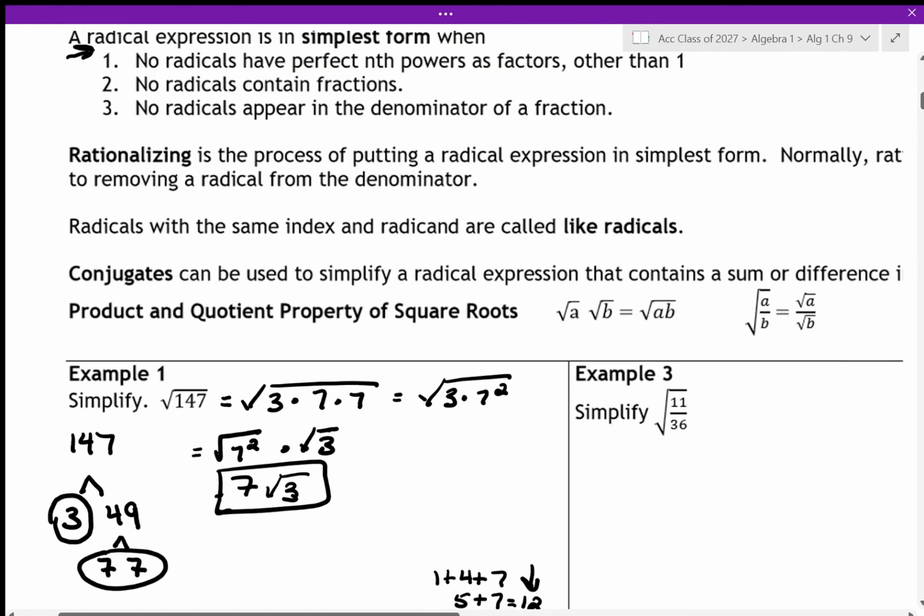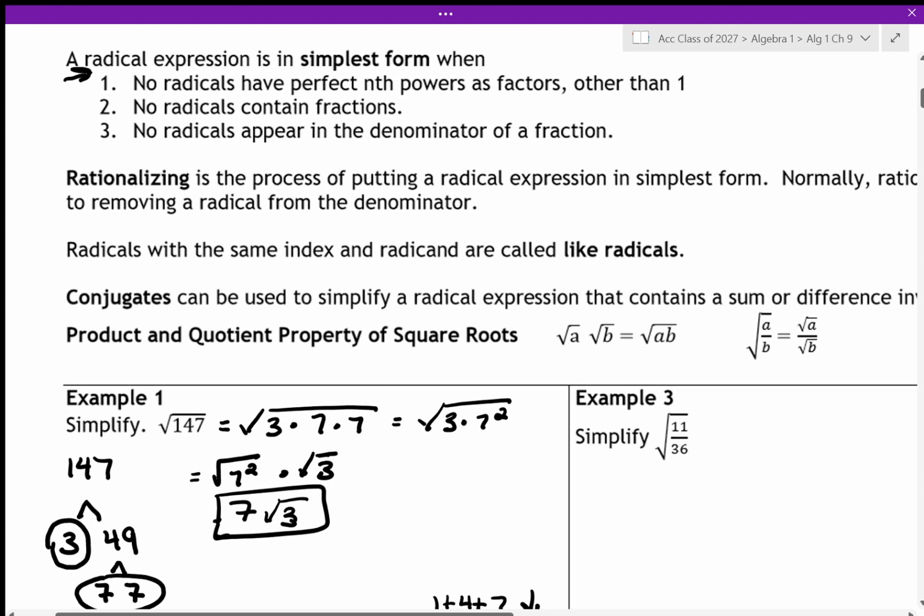Let's go back up and read our next number here. So that was all just exercising rule number 1. Numbers 2 and 3 both deal with fractions. Number 2 says that a radical can't have a fraction inside of it. So that would be like example 3 down here.